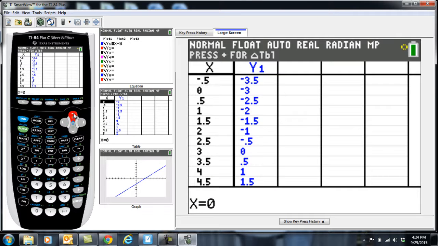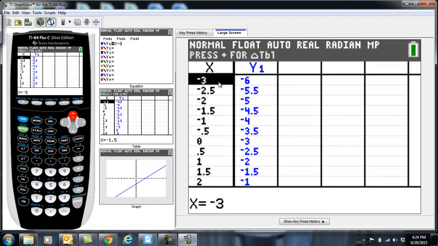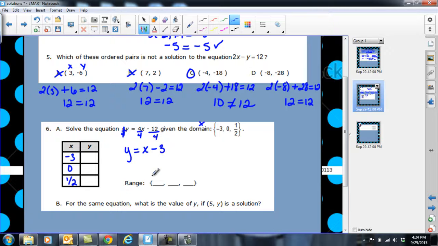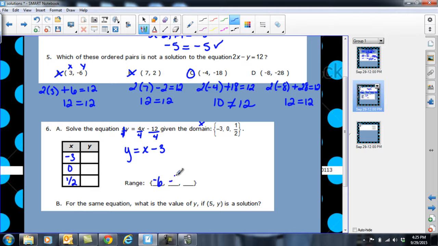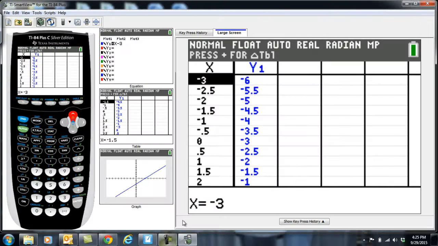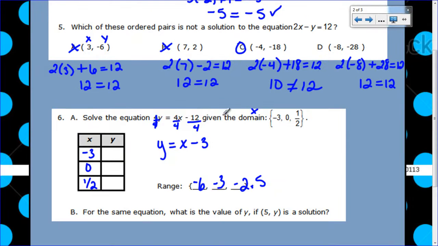So the x values it gave me were, it started with negative 3. So if I use my up arrow to go into the negatives, if I go up here to negative 3, you will see that the y value is negative 6. So the range for that is negative 6. My next x value is 0. So if I go to where x is 0 right here, you see that y is negative 3. And then my last one was positive 1/2. So if I go on my calculator to 0.5, which is the same thing as 1/2, I see that y is equal to negative 2.5. So there are my values. It's negative 6, negative 3, negative 2.5. That's the easiest way to do these kinds of problems.